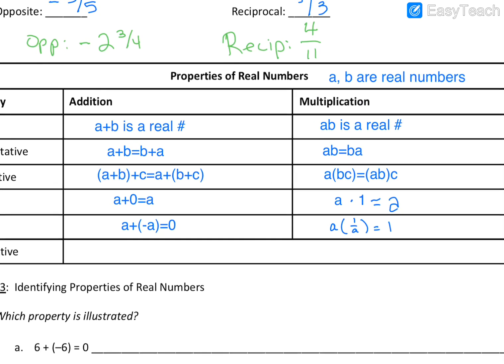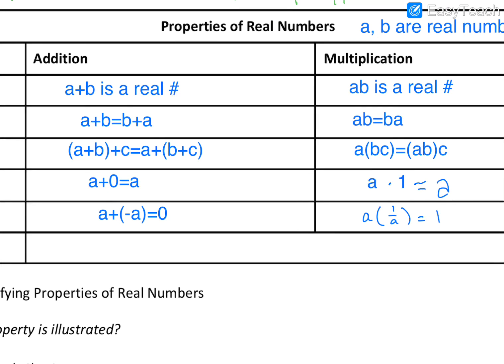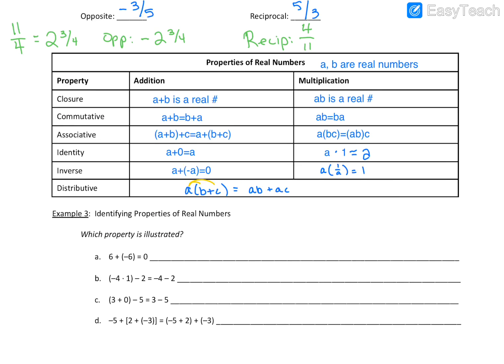Distributive property, many of you will probably recognize this. This doesn't fall under addition or multiplication alone. If you have A, and you have two numbers that you're adding together on the inside of parentheses, this would be the same thing as taking A times B plus A times C, where you are distributing the A to both terms on the inside of those parentheses.